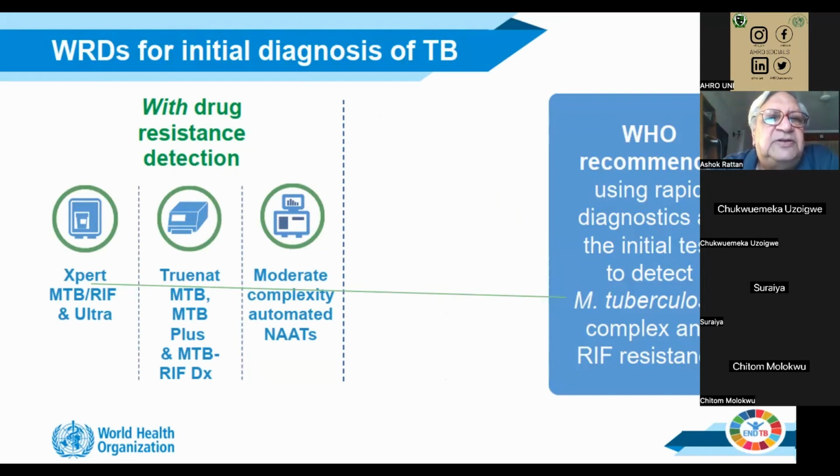But with drug resistance, if we want the molecular methods to be done, one will be GeneXpert, the second one is TrueNat, and the third one is moderately complex automated nucleic acid testing.